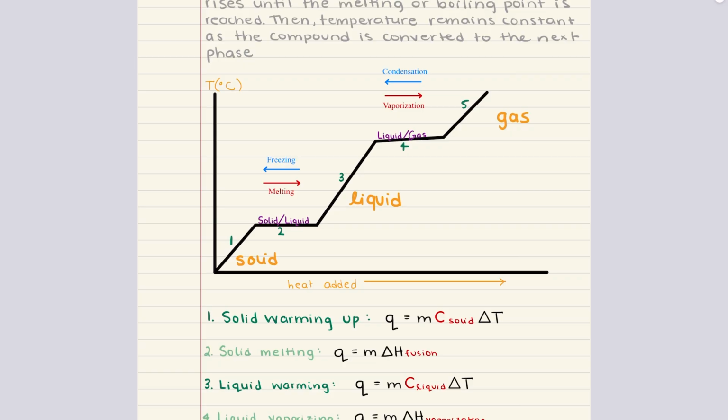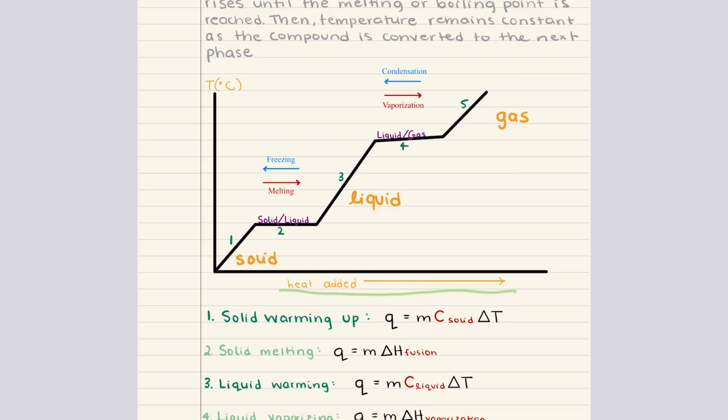A heating curve shows how the temperature of a substance changes as heat is added. On the x-axis of this curve, we have the amount of heat added, and on the y-axis, we have the temperature. As we supply energy, the substance progresses through various physical states, from solid to liquid to gas.